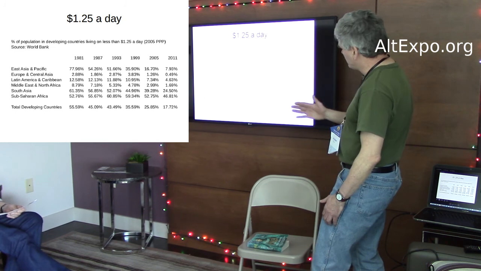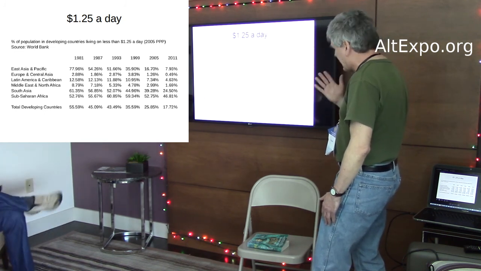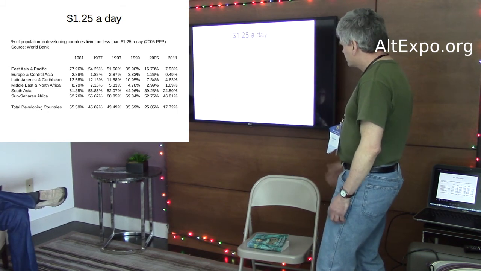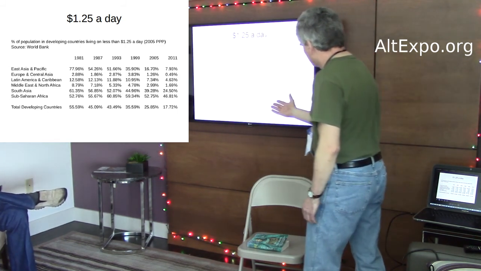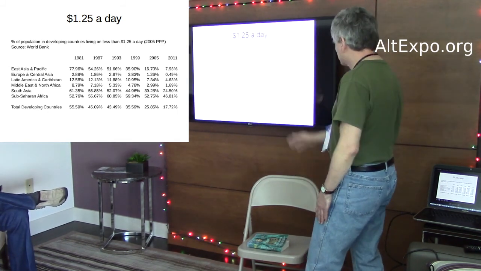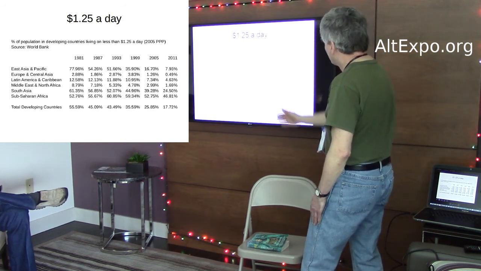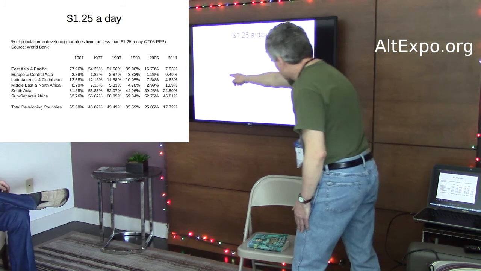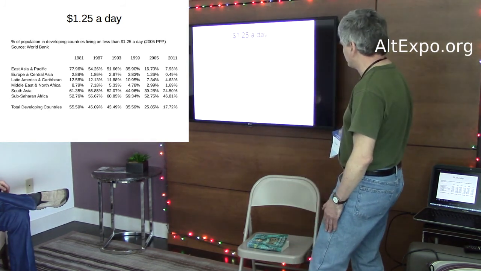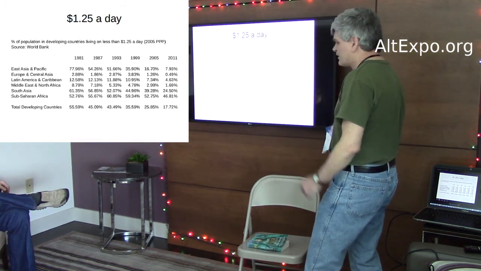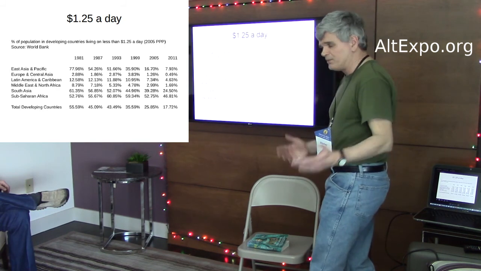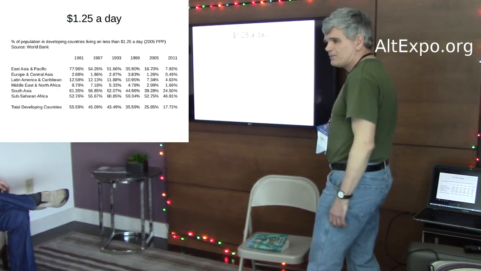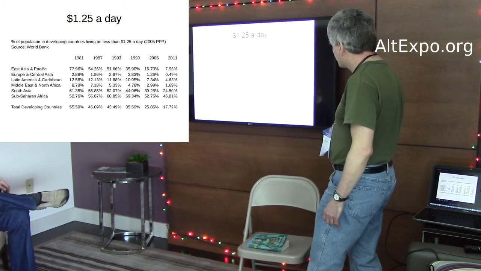What it is is the average of the 15 poorest countries' poverty lines. So by this standard, the poverty rate among all developing countries dropped quite a bit from 1981 to 2011. And most of that reduction happened in this top region here, East Asia and the Pacific. And most of that was due to China, which, as you guys may know, has experienced quite phenomenal economic growth over the last few decades.